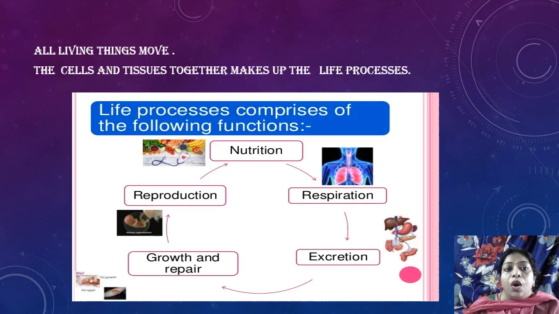So the living cells. When you talk about cells and tissues, what is a cell? The cell is the basic structural unit of a living body, right? Without the cells, the multiplication of the cell will not happen. And what is a tissue? The mass of cells together is called a tissue. So the cells as well as the tissue together help in the life processes.